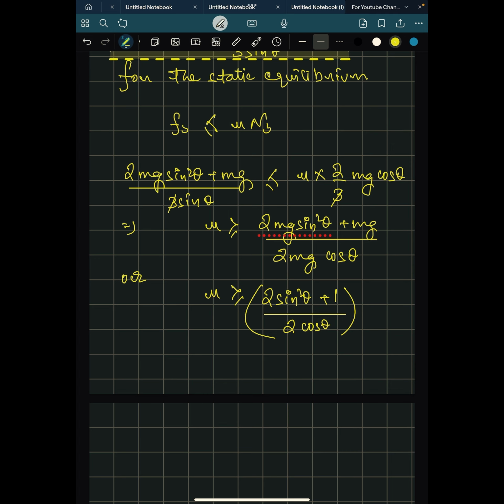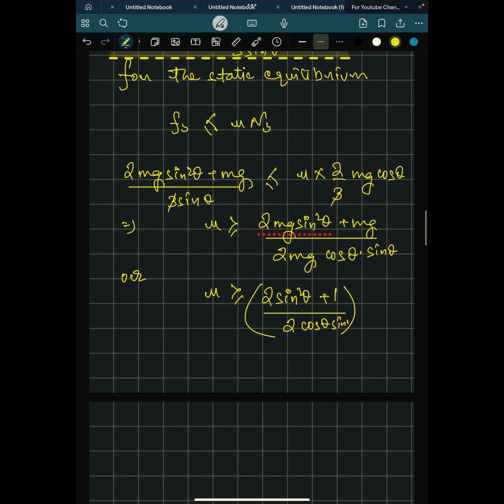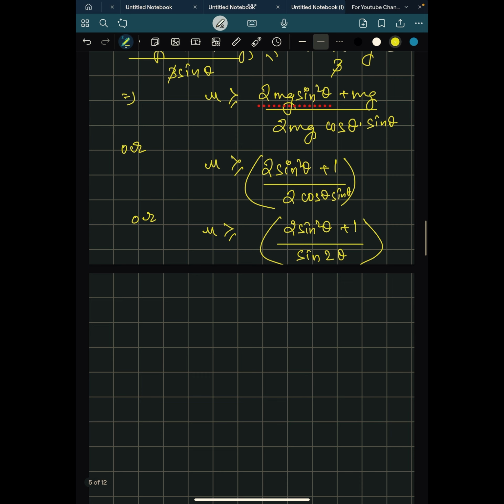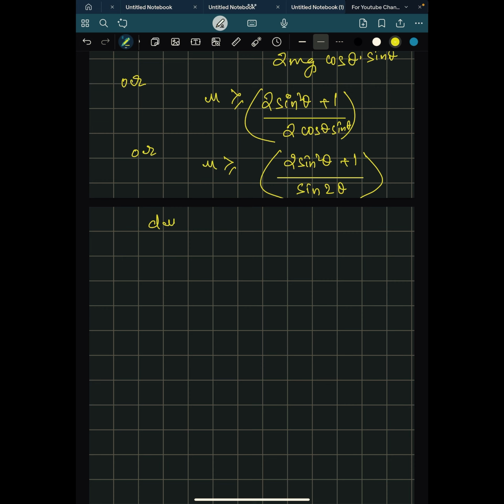okay, and sin theta remains, right? So mu is greater than or equal to 2 sin square theta plus 1 by, this is sin 2 theta, right? So this is the thing. So now if we minimize this mu against theta, d mu by d theta equal to 0 gives us theta is equal to pi by 6.